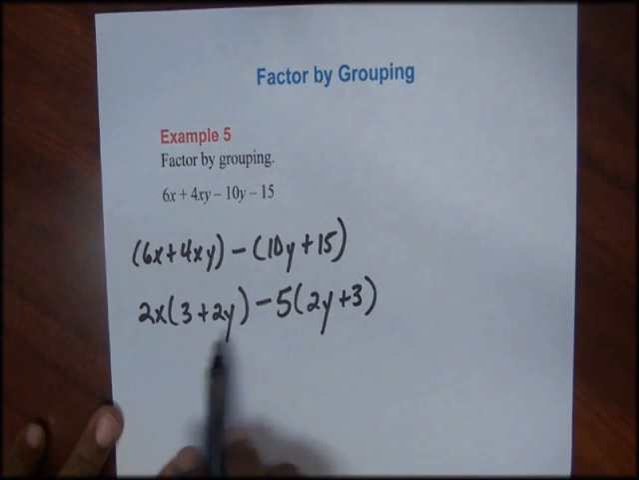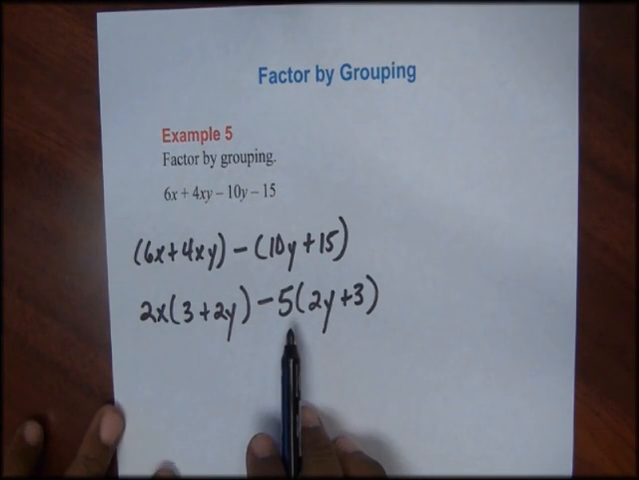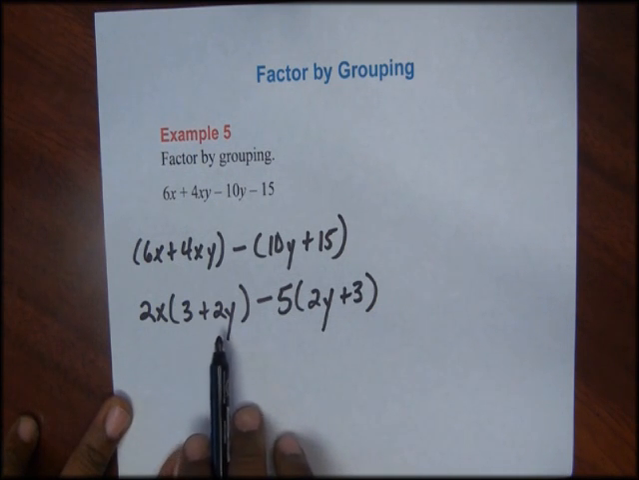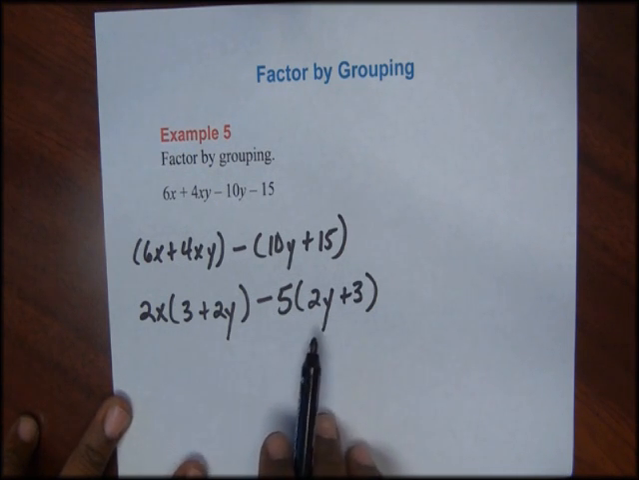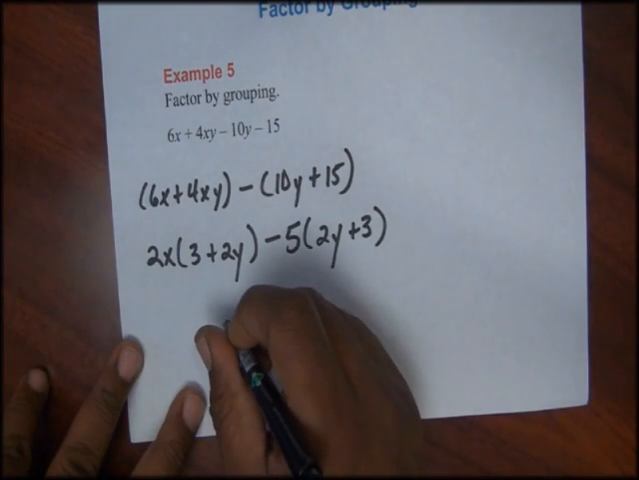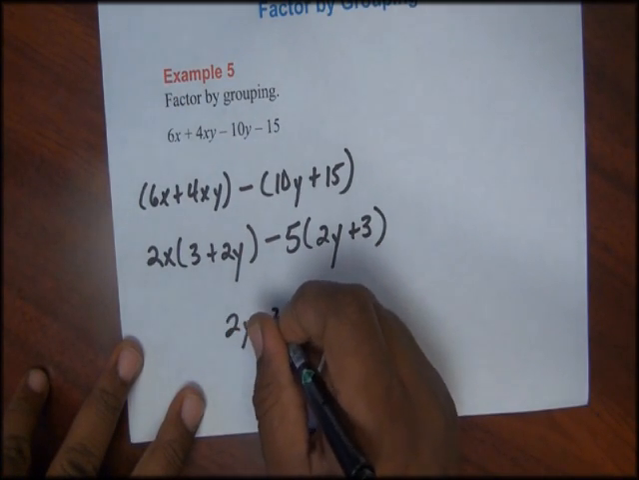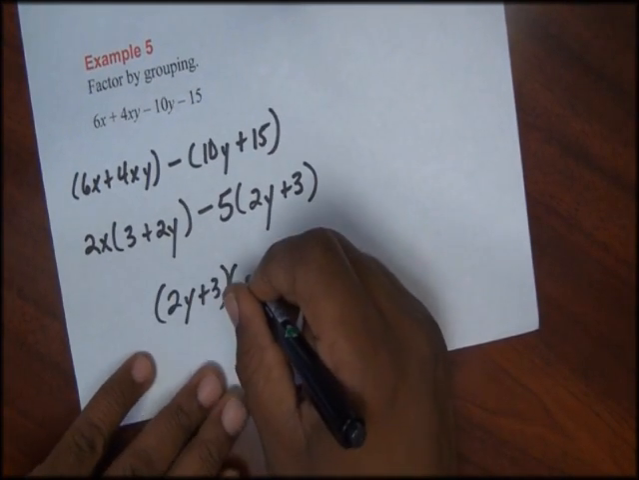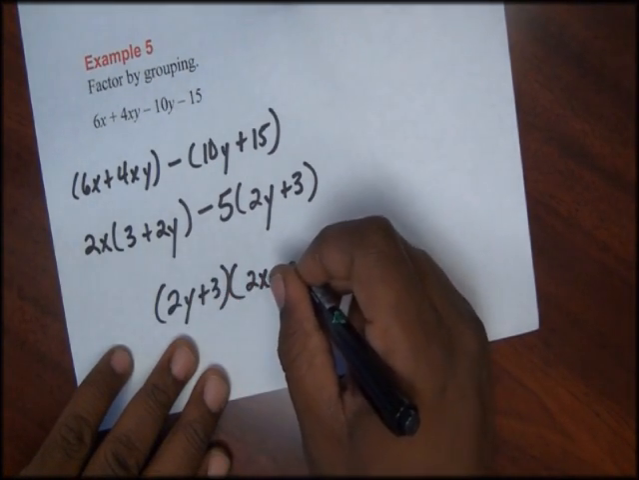So now we'll factor out the greatest common factor for both terms, which in this case is 3 plus 2y, which is also the same as 2y plus 3. So we'll factor that out. And in the other set of parentheses, we're left with 2x minus 5.